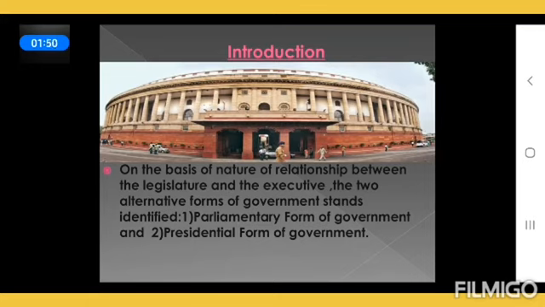So India mostly follows what system of government? We follow a parliamentary system of government. The parliamentary form of government which exists in India has been borrowed from the British political system, and it is also known as the Westminster model of government.